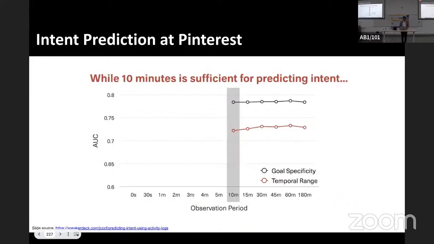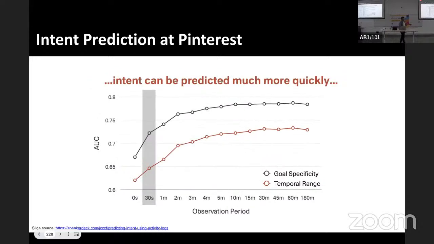But this is what it looked like. The intent prediction accuracy after a while was pretty stable, right? So again, I don't have to wait for 45 minutes, 30 minutes. By the 10-minute mark, I know what your intent is. So I don't have to wait longer. Interestingly, even at a 30-second timeline, I have a pretty decent accuracy. So the moment you start interacting, I'm still at 0.65. I go to 0.75, yes. But at least I don't have to wait longer. At 30 seconds is good enough.